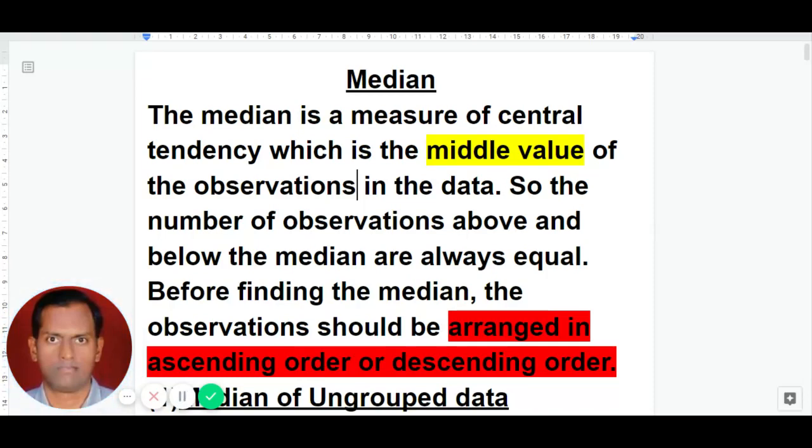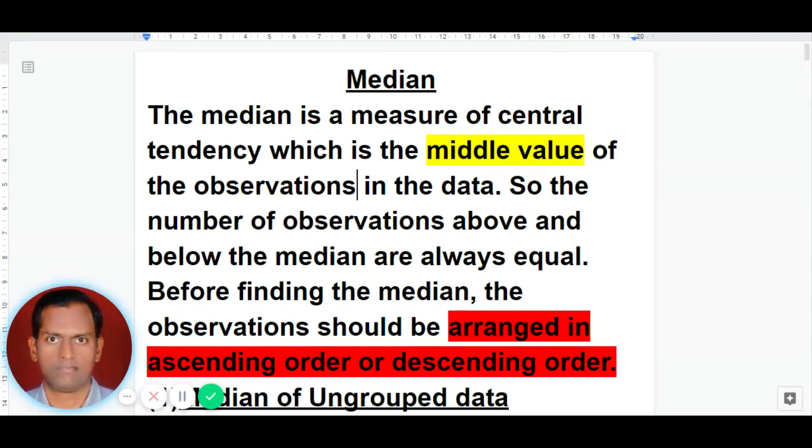Hello students, today's topic is median. The median is a measure of central tendency, which is the middle value of the observations in the data. So, the number of observations above and below the median are always equal. Median means nothing but middle value.